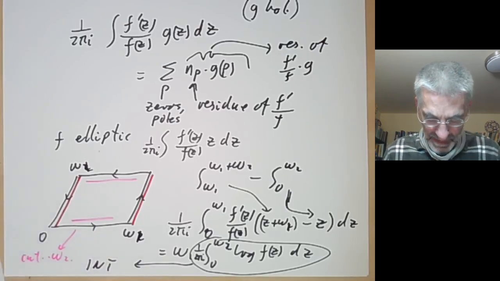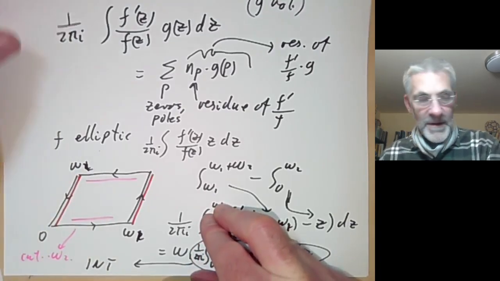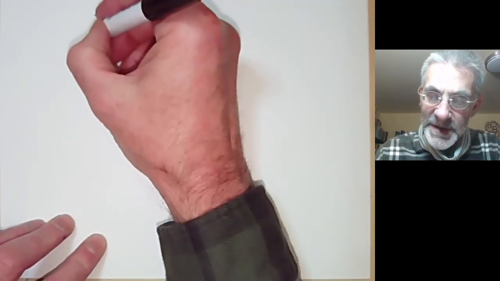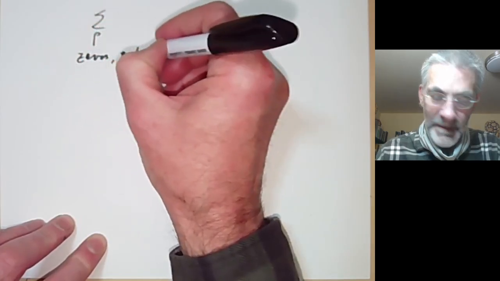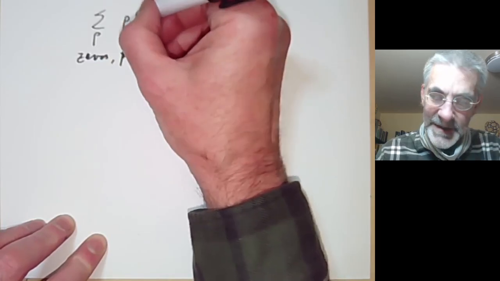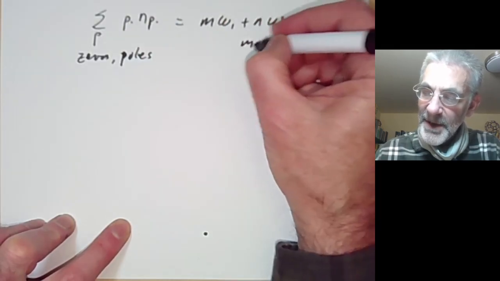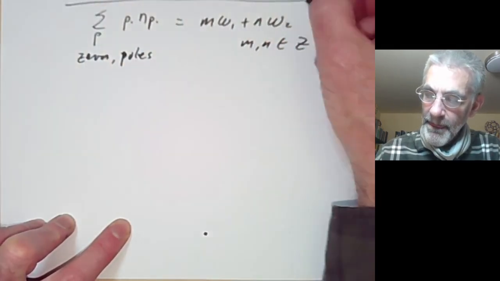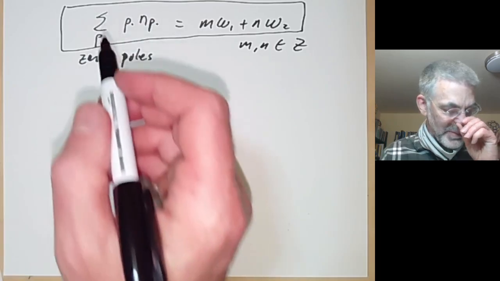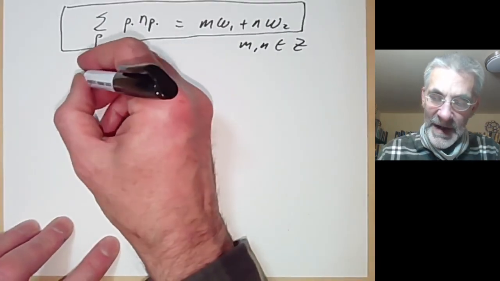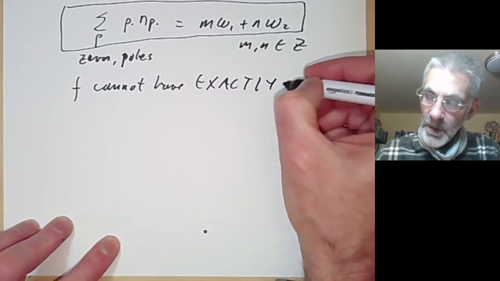So what we find is the following result: the sum over all zeros and poles of p times n_p is equal to m omega 1 plus n omega 2 for some m and n that are integers. So here we've got another non-trivial relation the zeros and poles have to satisfy. And now let's show that f cannot have exactly one pole.